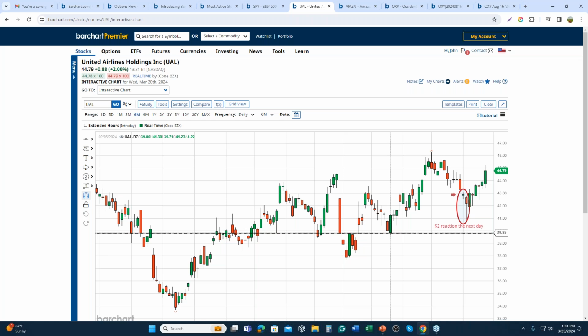So here's how we're looking at options flow in terms of dissecting a trade, and then also looking at, hey, this might be an actionable trade for me down the road, but I need price to get to one of these actionable levels.